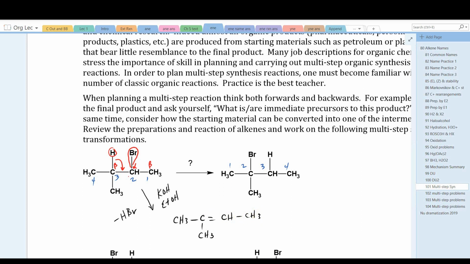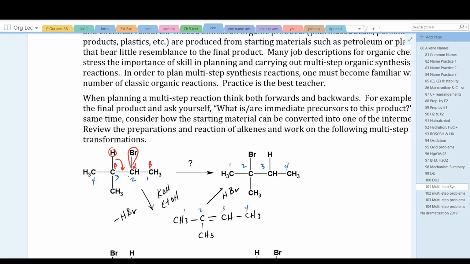And this is 2-methyl-2-butene, or 2-methylbut-2-ene. And this alkene can be converted to an alkyl halide. So now if we add HBr, it will add across the pi bond, giving us the alkyl halide. But will it give us the one we want? Let's think through the mechanism.